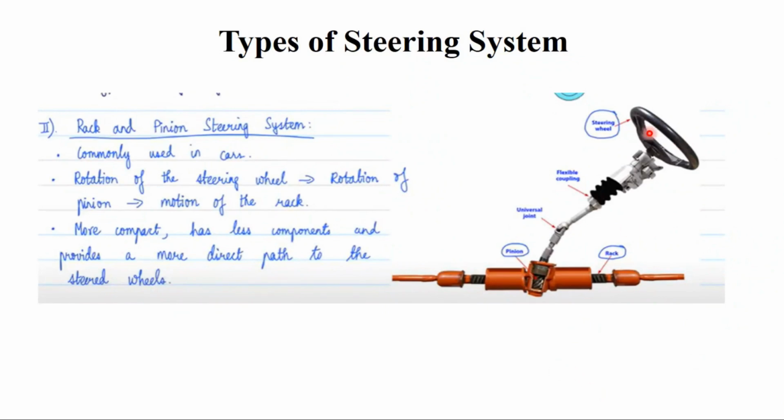And here the rotation of the steering wheel leads to the rotation of the pinion, and then the linear movement which is going to happen to the rack. And this is more compact and it has fewer components and it provides a more direct path to the steered wheel. So this is one of the advantages of this rack and pinion steering system.